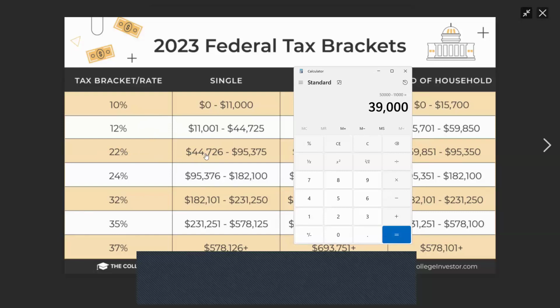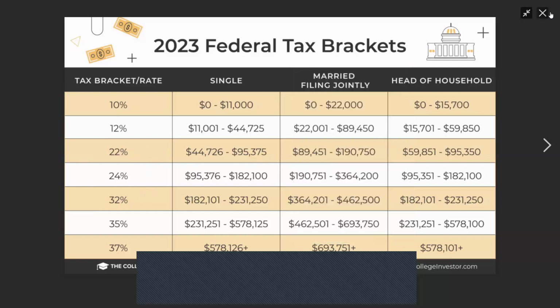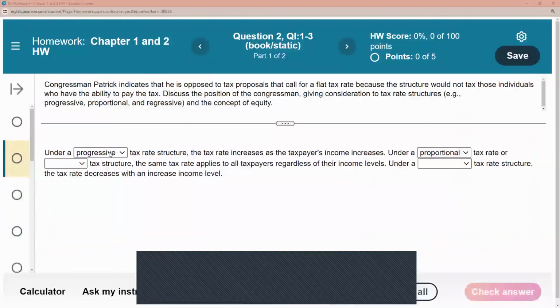So for every dollar that they earn, keep in mind, as of right now, their taxable income is $50,000. But even if they earn $55,000, they still fall within this 22% range up until they earn $95,375. So this single taxpayer's marginal tax rate is 22%. So for every dollar that they earn above $50,000, they will need to pay 22 cents per dollar. All right, so this is to provide you with a visualization of the marginal tax rate.